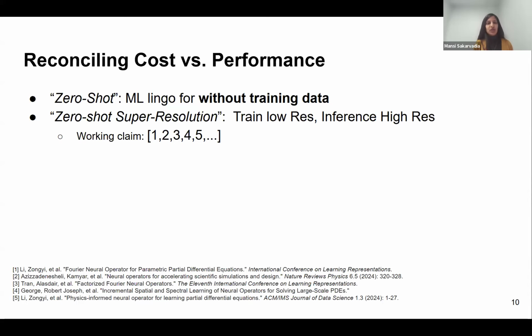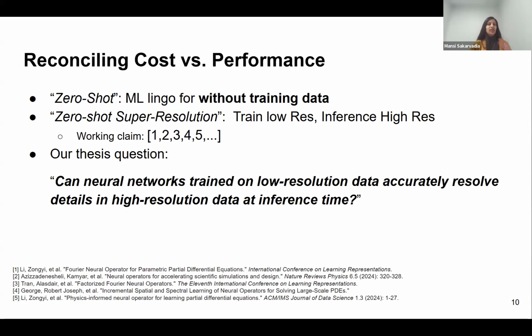This zero-shot super resolution workflow is a working claim that has been proposed in several recent papers, and it's a growing body of work. Concretely, our thesis question in this talk is: can neural networks trained on low-resolution data accurately resolve details in high-resolution data at inference time? And remember, this is an important question because resolving details in high-resolution data is a safety-critical requirement.